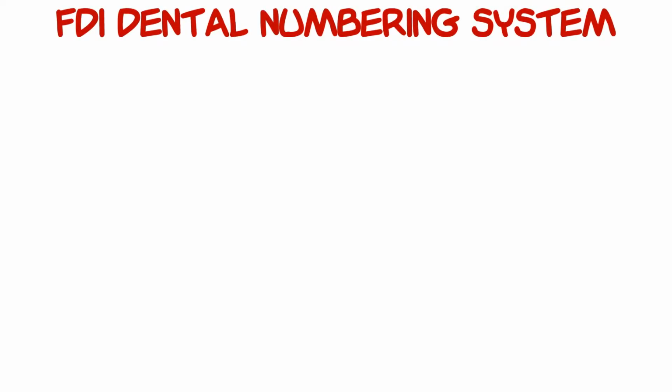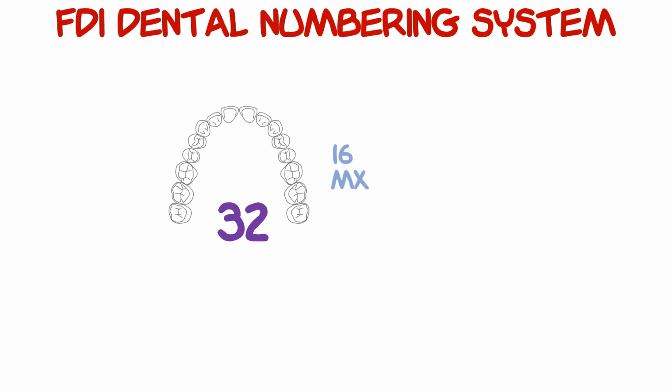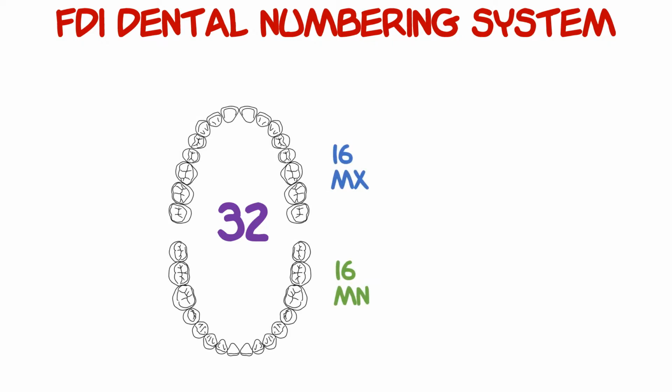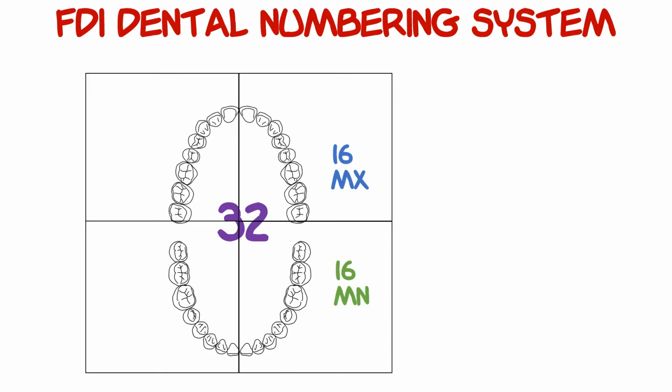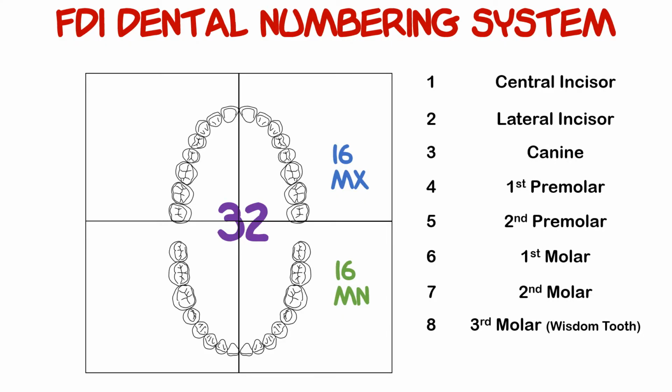First, let's go over the FDI numbering system so that we're on the same page. A normal adult can have up to 32 teeth in total, 16 on the maxilla and 16 on the mandible. If we divide our teeth into four sections or quadrants, we will have 8 teeth in each quadrant, each of them displaying a unique morphology as well as eruption time.